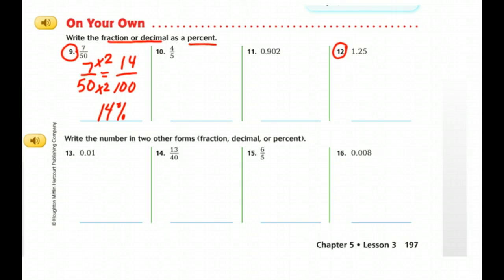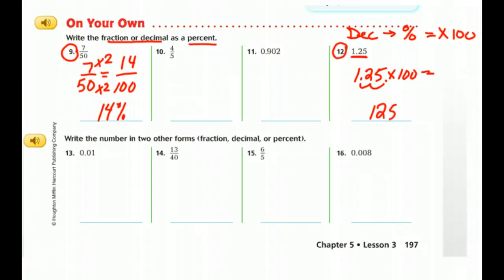Moving over to question 12 here. I have a decimal version. Anytime I want to take a decimal and change that into a percent, I am going to multiply by 100. So right now in the back of my mind, I notice I have a whole and a part, so I should have a percent greater than 100. 1.25 times 100 is going to equal, 2 spaces to the right, 125%.